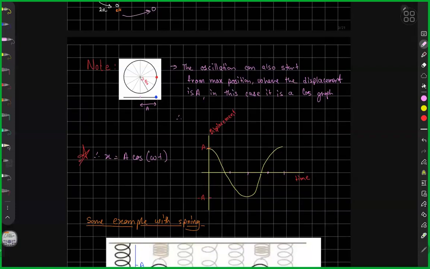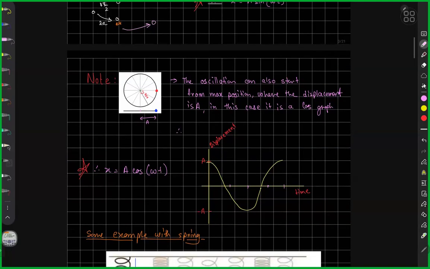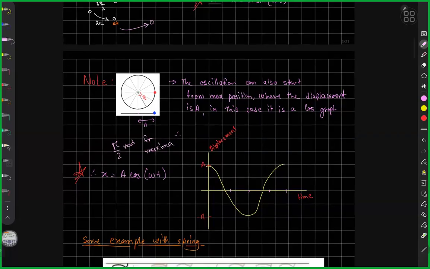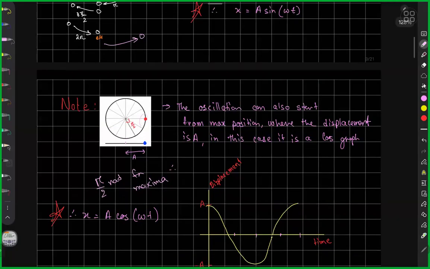Now, someone was asking me, is it always pi by 2 rad where the maximum takes place? Not necessarily. So let's say your oscillation starts from this position, the maxima itself. Yeah, any questions?